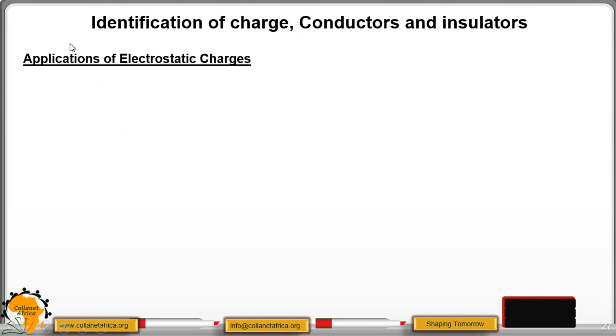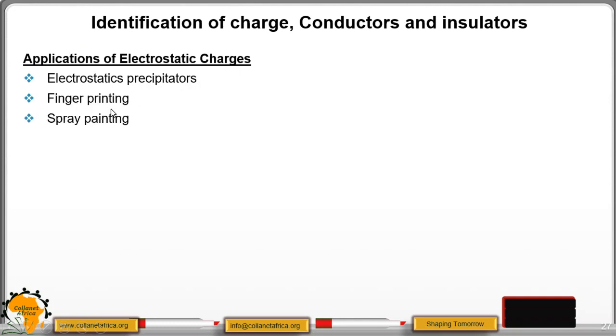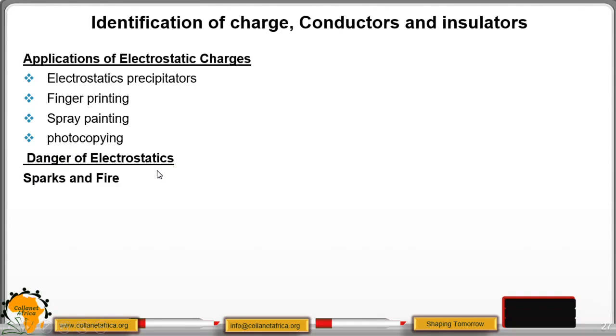Then we move to applications of electrostatic charges. We have the first one, electrostatic precipitators. Then number two, we have fingerprinting. We have spray painting and photocopying. After that, we have the dangers of electrostatics. One, we have sparks and fires.